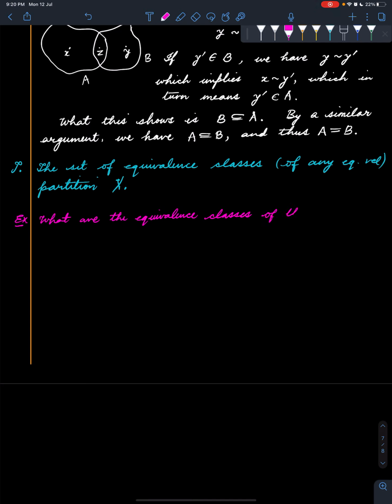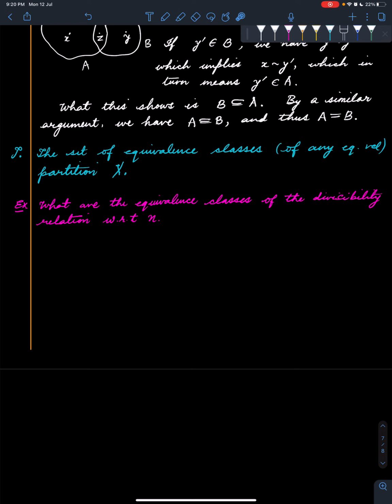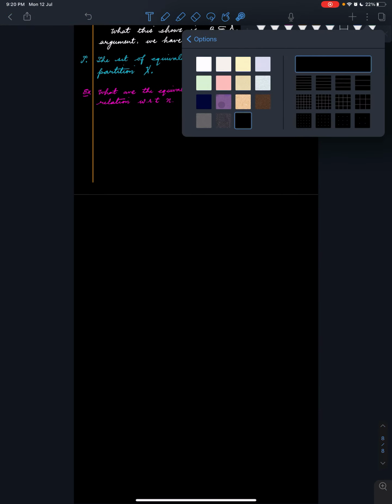Of the divisibility relation with respect to a given integer n. And of course this is not at all hard, but one should maybe try to put n equals 2 and see what happens, and then n equals 3, then see what happens, and from there you can make a guess. Okay, and now let me do the rest of the things in a fresh page.